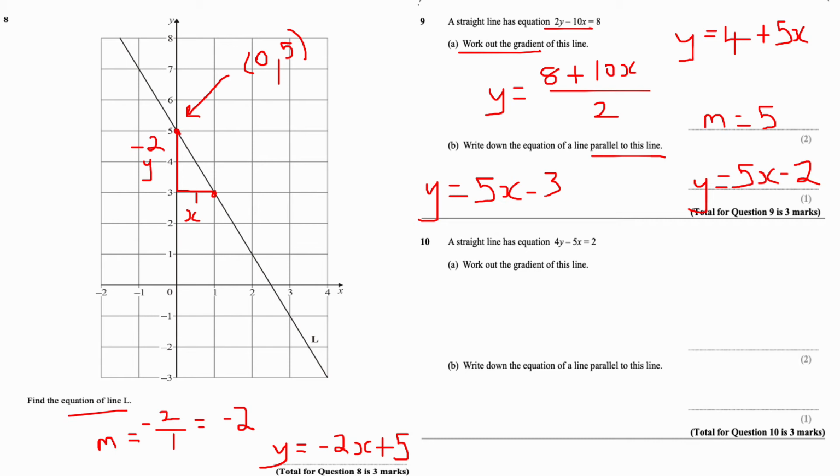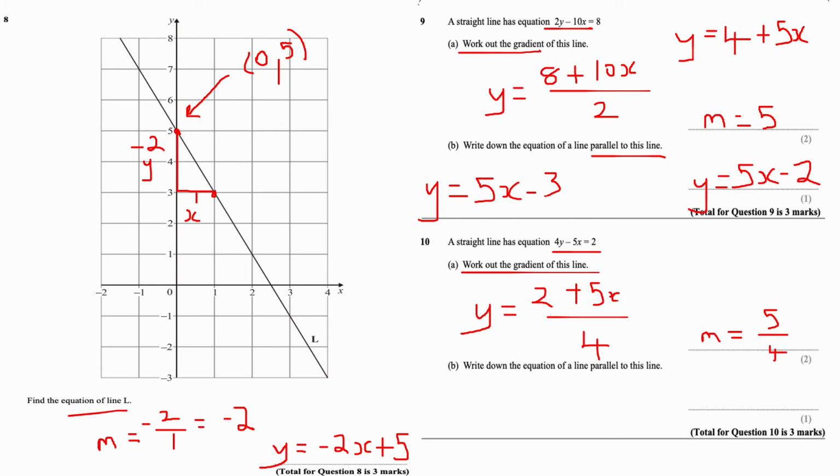Next question, a straight line has the equation 4y subtract 5x is equal to 2. Part A, work out the gradient of this line. Well, if I add 5x to both sides and then divide by 4, this one's going to give us a fraction, which is a bit more tricky, but it's fine. It's still the same idea. So everything divided by 4. So the gradient is 5/4. That's the coefficient of x.